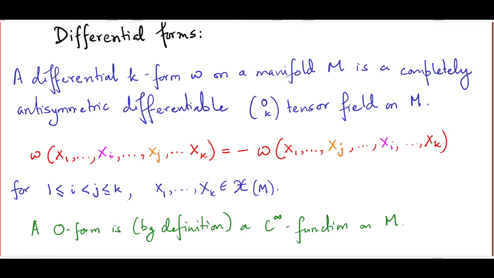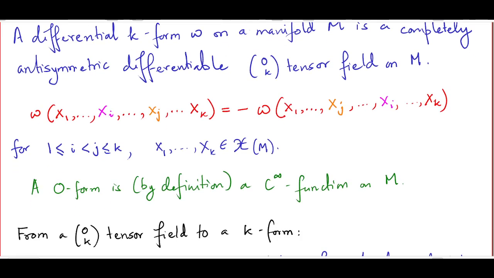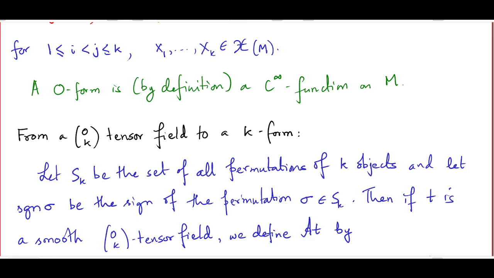Now, if you are given a smooth (0,k) tensor field, not necessarily completely antisymmetric, you can construct a k-form from that. And this is a construction that's going to be very important in later definitions. For this, we need to introduce some notation. Sk here stands for the set of all permutations of k objects. This actually happens to be the so-called symmetric group, because the set of all permutations have this additional property that they form a group, but that's really not that important right now.